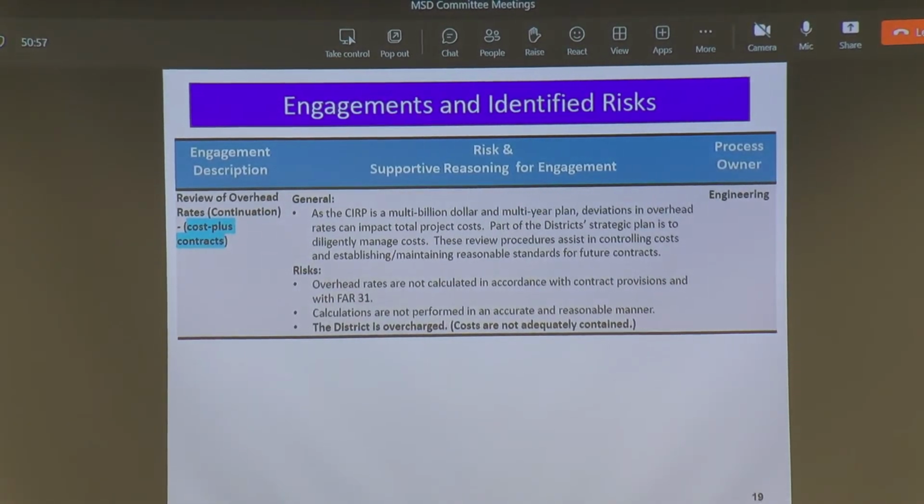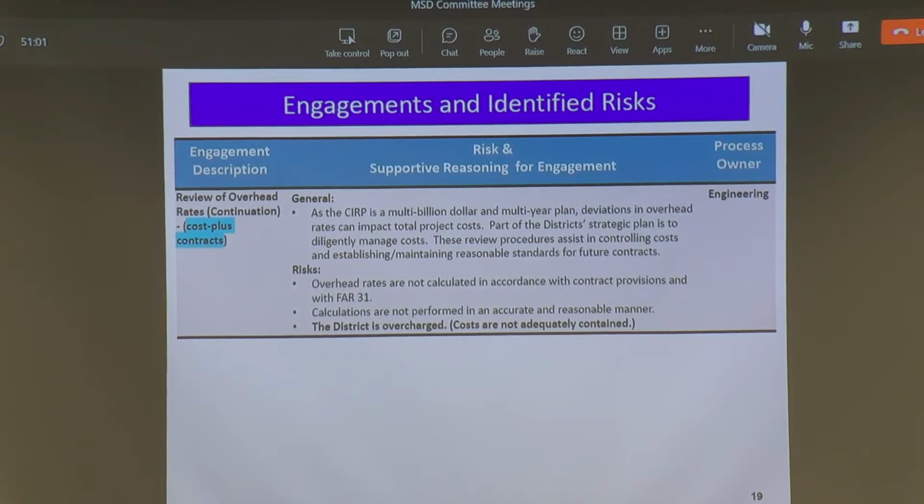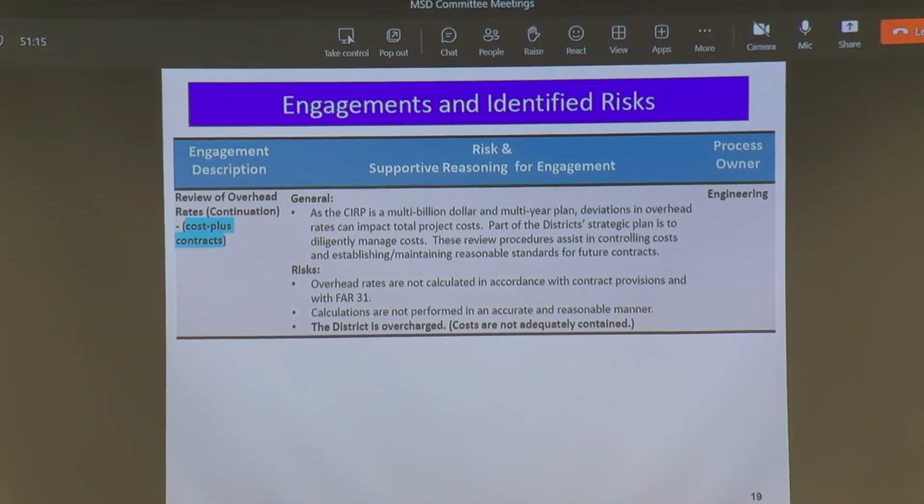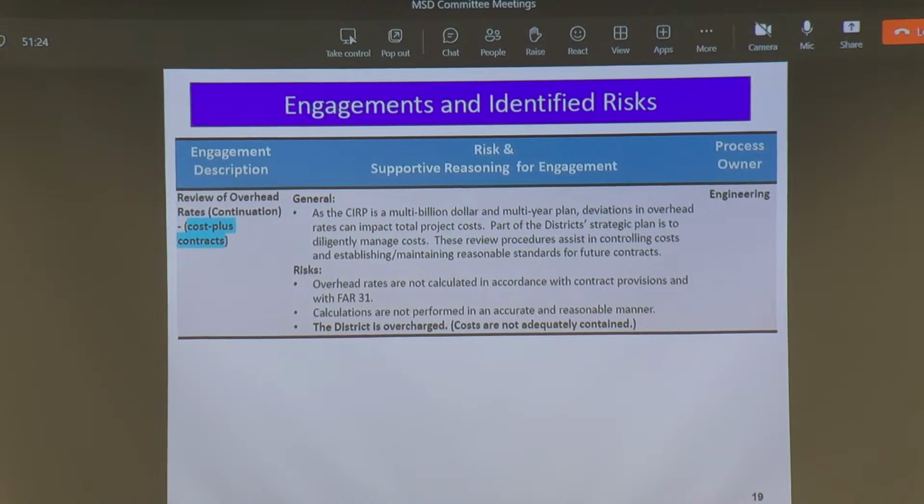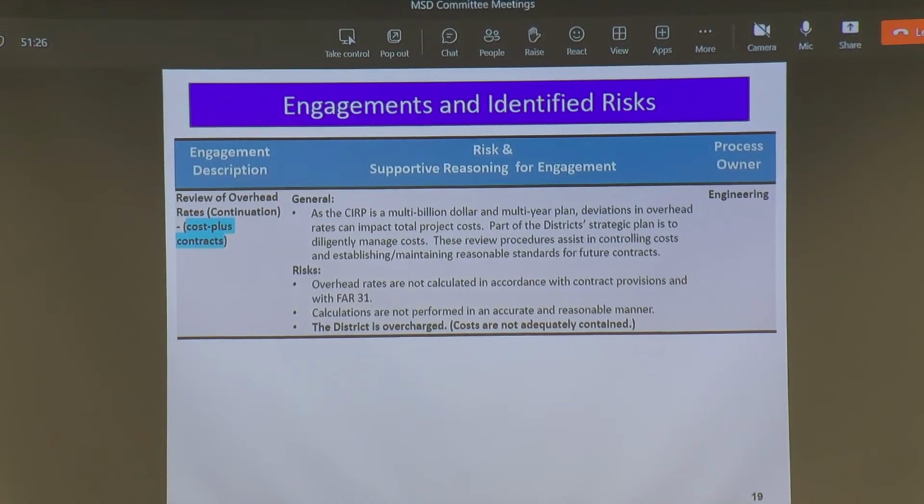Okay, the last item is the review of the overhead rates. This relates to the engineering consultants that we use, specifically construction management and design consultants, especially the way they bill us by the hour at a rate, but then they also charge us an overhead amount based on an overhead rate. So we want to make sure that rate is calculated properly and according to certain guidelines. So that's the purpose of this.